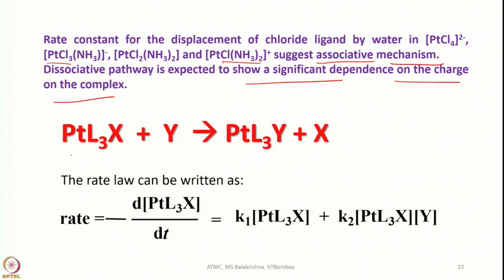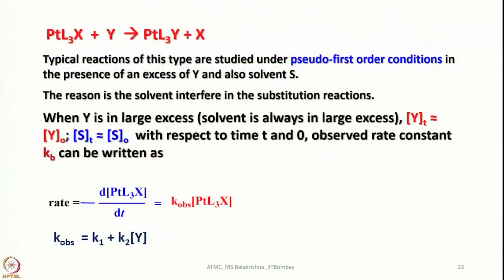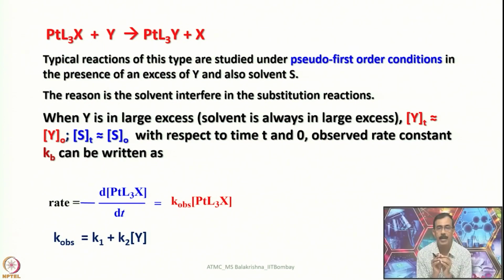Now, let us consider a typical reaction here, a square planar complex of platinum 2 that undergoes substitution. Here again X is the leaving group and Y is the entering group, and we have this one forming here. So, the rate law can be written in this format where we are considering 2 terms here, k1 and k2. The typical reactions of this type are studied under pseudo first order conditions in the presence of an excess of Y and also solvent S. The 2 terms are there, you should recall.